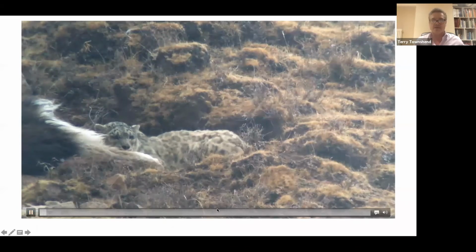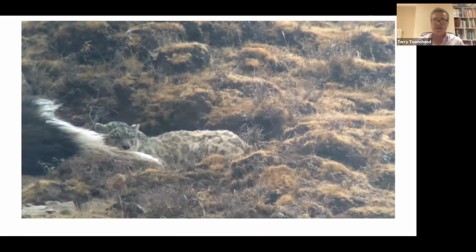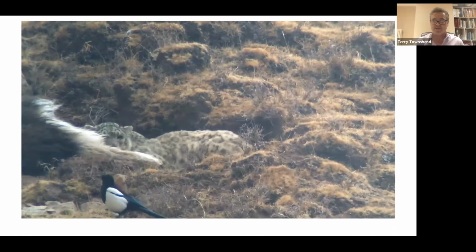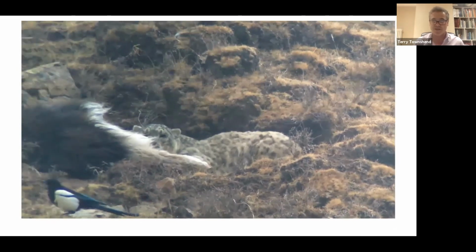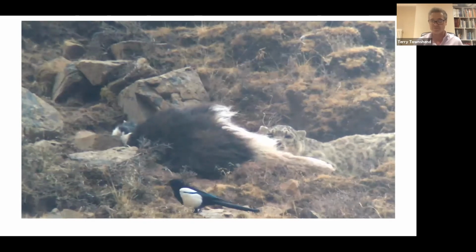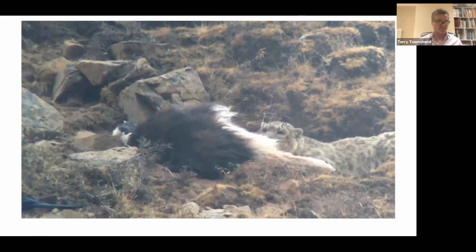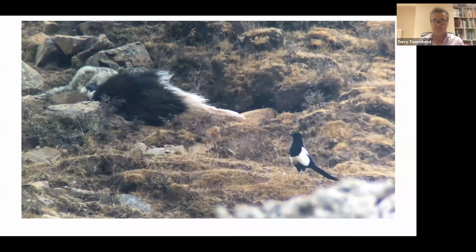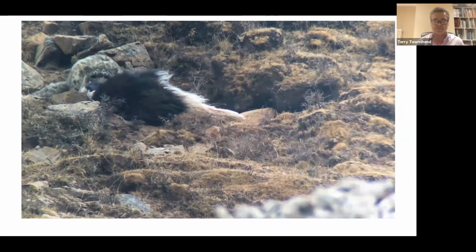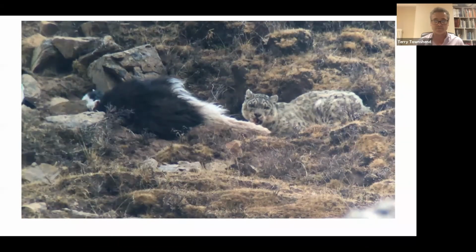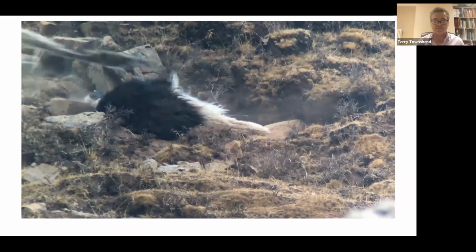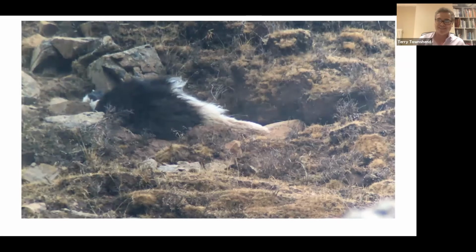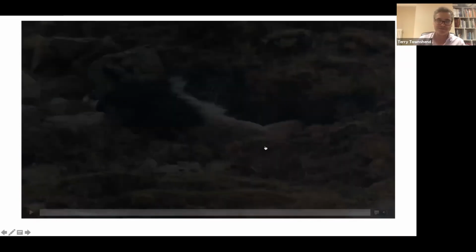So this video, again, is a snow leopard on a fresh kill of a young yak. And you can see the magpies trying to get close. And you can see how the snow leopard really pays attention to the magpie and doesn't like them being around. So I think magpies are really annoying to snow leopards.